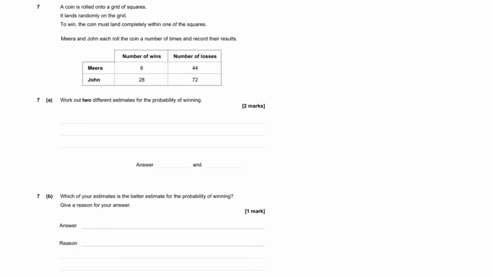So here we've got 2 players who've got very different experiences of playing this game. So the 2 different estimates are going to be with Mira's data and with John's data.